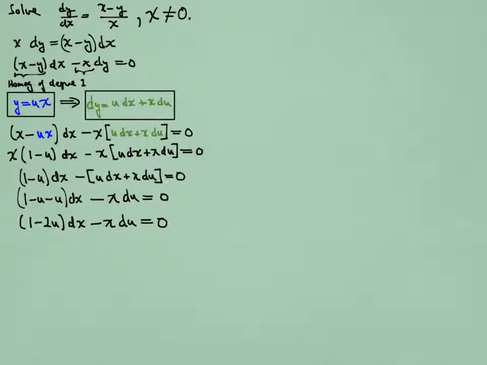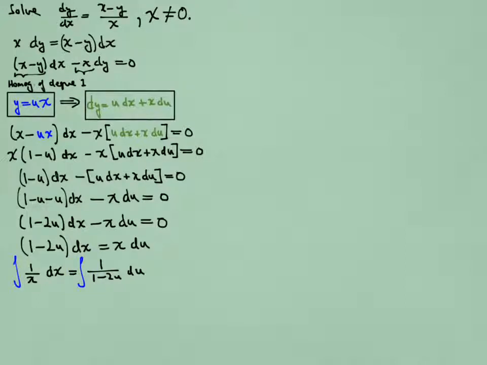And if you've done everything correctly at this point, you should have a new equation. It has a different variable. Instead of y, it has u. And you should be able to separate this equation now. And in fact, if I bring the other term, the x du, over to the right-hand side, and then do some division, I notice now that it's completely separated.